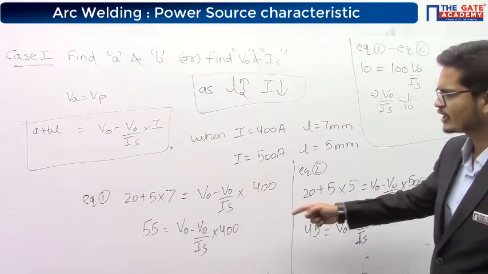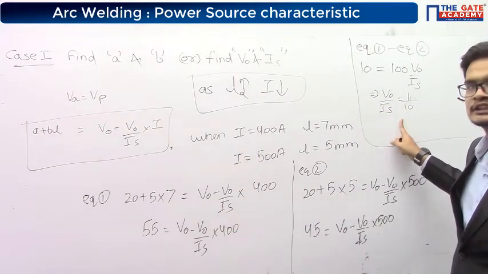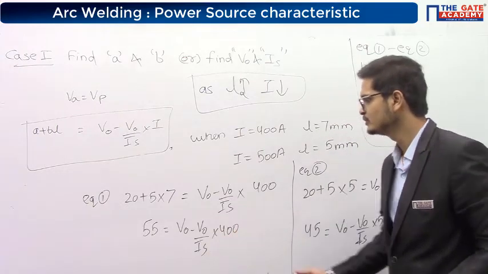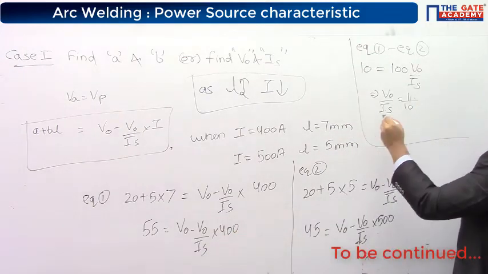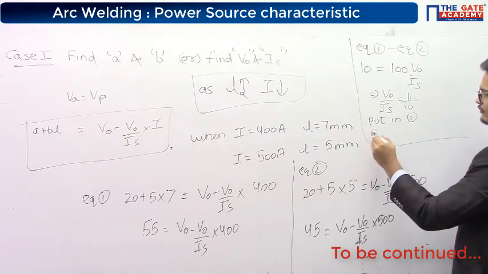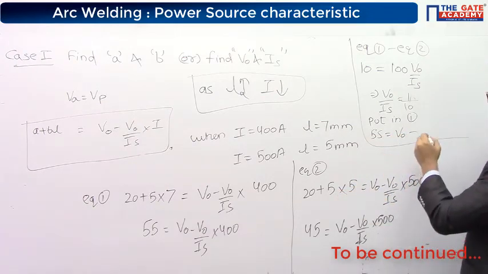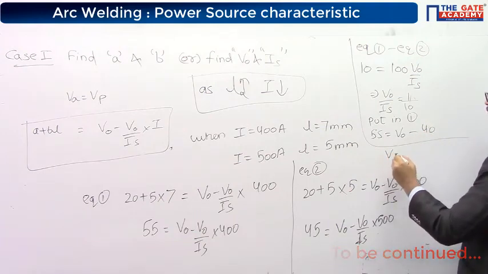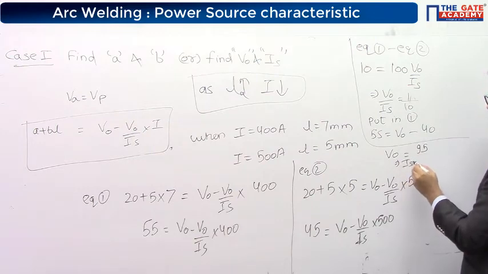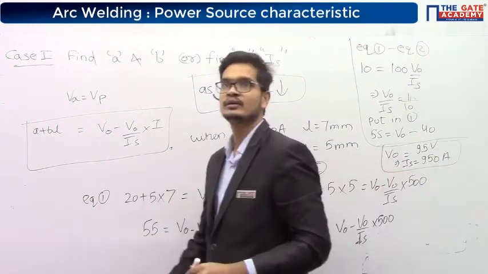Okay. Put this value in any one equation. Let us put these values in equation 1. V0 by IS is 1 by 10. So we get 55 is equal to V0 minus V0 by IS, which is 1 by 10, into 400. So V0 is equal to 95, which implies IS is equal to 950. Understood?